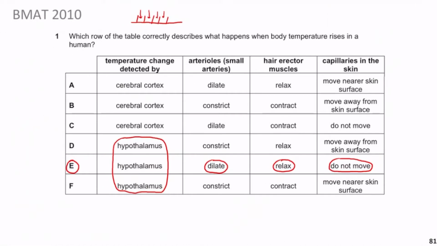Hi, guys. So welcome back. Previously, we were looking at question 1 of BMAT 2010, talking about this topic of thermoregulation. Thermoregulation is really important, obviously, guys, for your bodily functions, and it's also an important topic in the BMAT. Although it doesn't come up much, I think it's still important. It's really important that you're familiar with how it works. But hopefully, that covers it all.